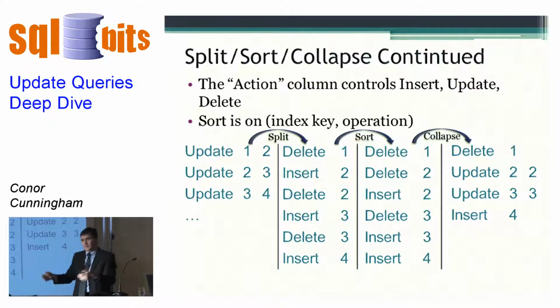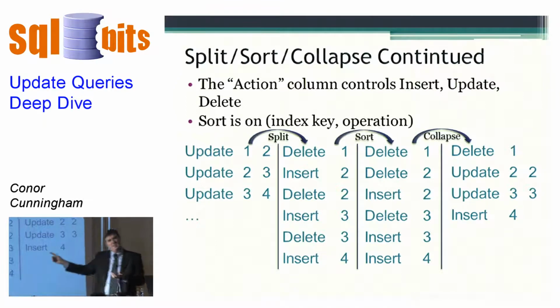So all we're really doing is taking the update and splitting it in 2 pieces. And then we sort based on what the operation is and what the key value is, so that we can move things around into the right order and avoid updating things in the wrong order and hitting the storage engine limitation. And then we collapse, which puts things back down into the right shape.